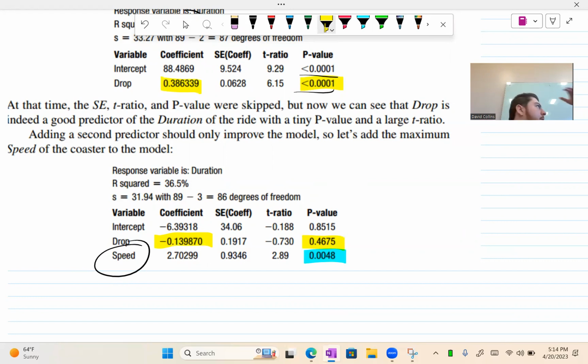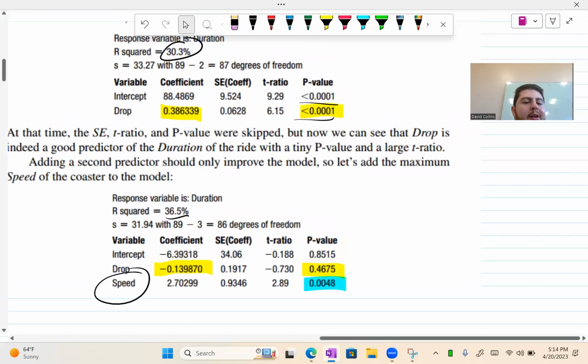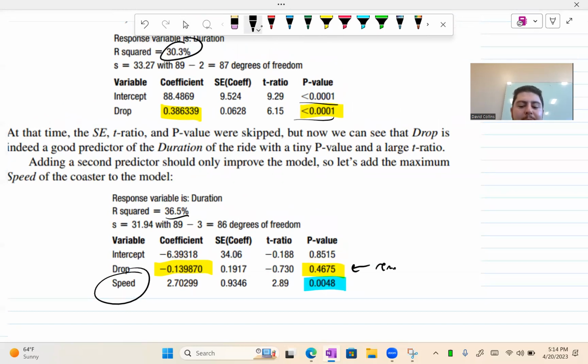We had something that was significant turn to an insignificant variable when introduced to a new variable. And also, the R squared went up by about 6%. So not only is speed collinear with drop, but it's better than drop. This would actually tell us to remove drop and just have one variable with speed, because the p-value is 47%. And also the intercept is insignificant now too. That doesn't really matter, but yeah.